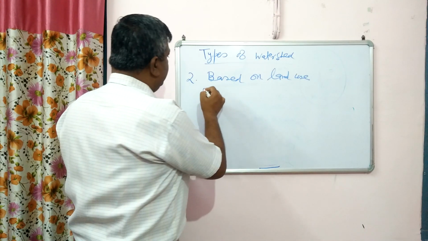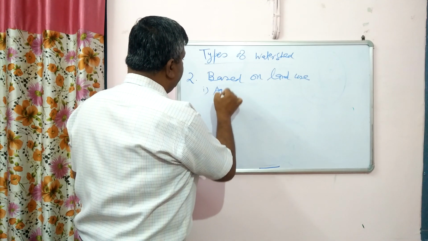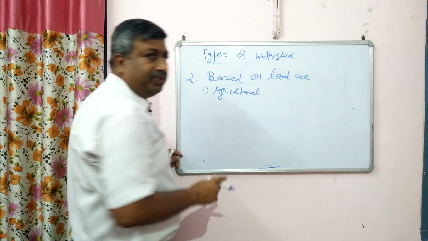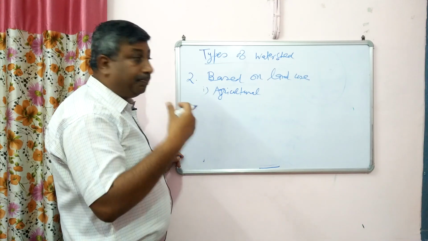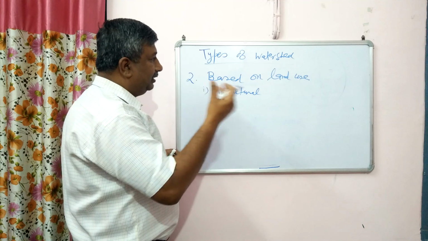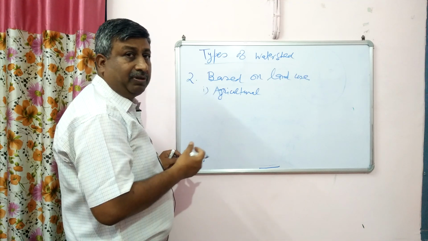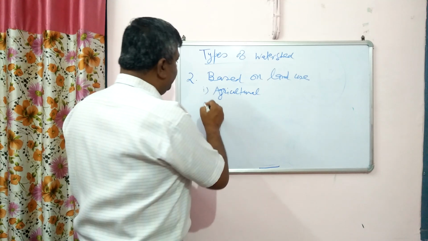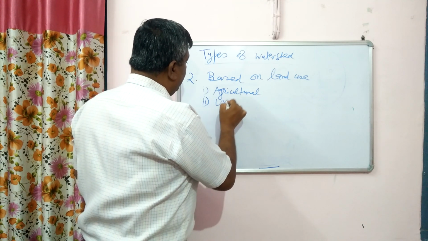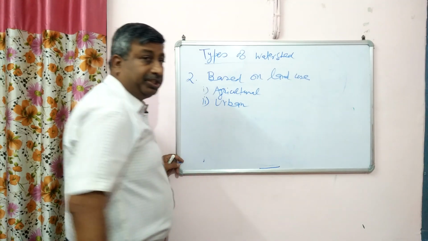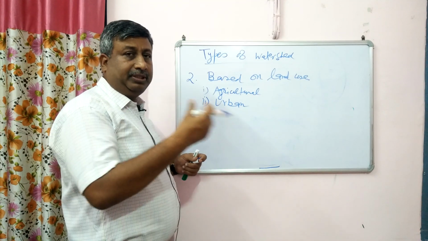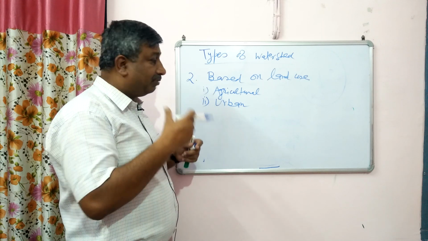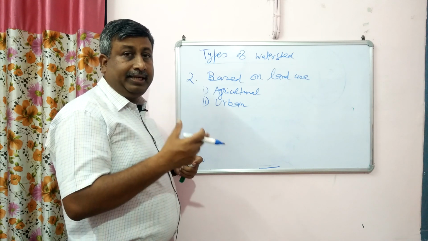So based on land use, maybe agricultural watershed. Agricultural watershed means most of the area is under crop production. So actually this occurs in case of village. So crops are grown, field crops are grown, plantation crops are grown. Maybe urban watershed. Yes, urban watershed. There is city development, industry development. Most of the area is under road, building, bridge.